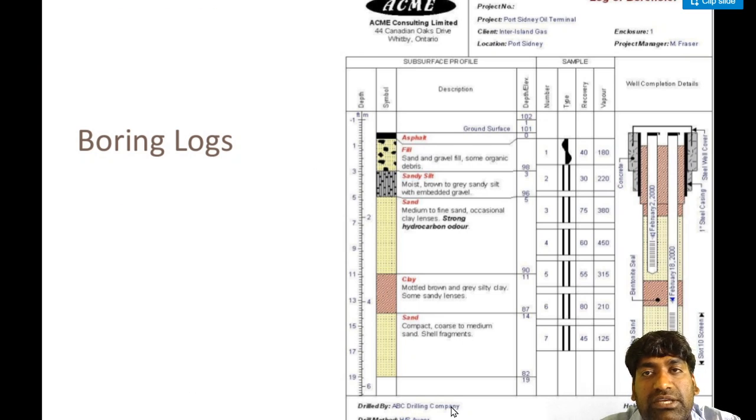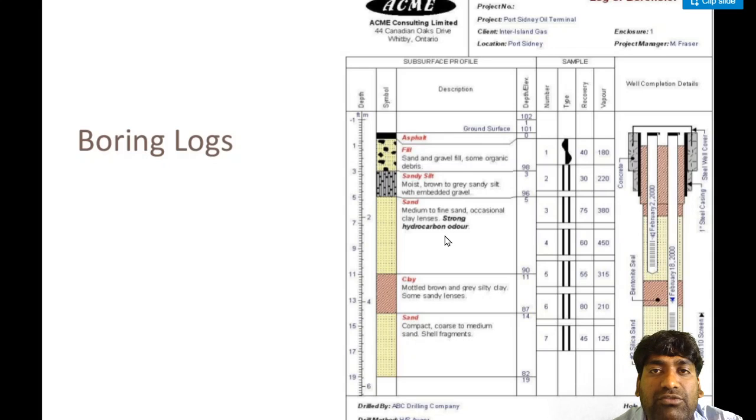So this is the way you have to draw the bore log. In this figure you can very clearly see that up to this level there is compact coarse to medium sand with shell fragments. Up to this depth there is a clay, mottled brown and grey clay. Up to this strata there is a sand strata.